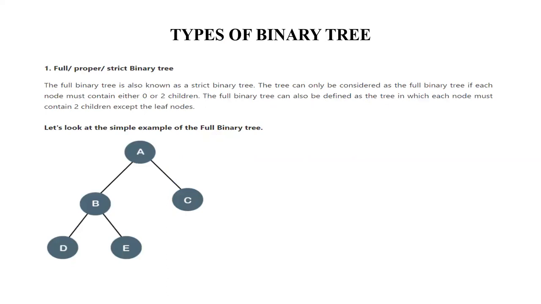Now let us see the types of binary tree. The first binary tree is going to be full or proper or strict binary tree. The full binary tree is also called as strict binary tree, as the tree can be considered as a full binary tree if each node must contain either 0 or 2 children. The full binary tree can also be defined as a tree in which each node must contain 2 children except the leaf nodes. Now this is the example of full binary tree where A has 2 children B and C and B has 2 children D and E. If any one node is going to contain one child, then it does not become a full binary tree.